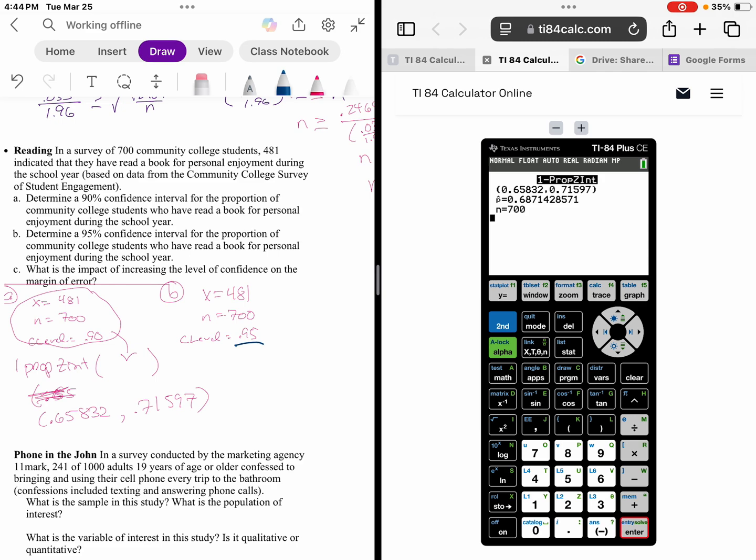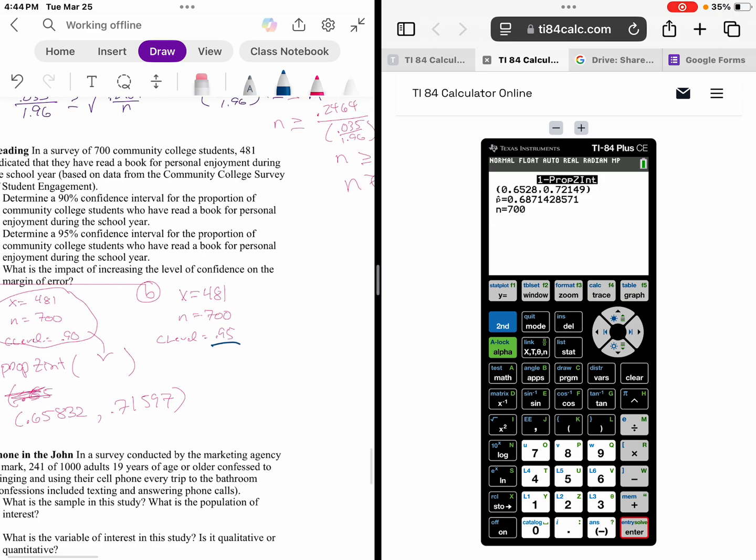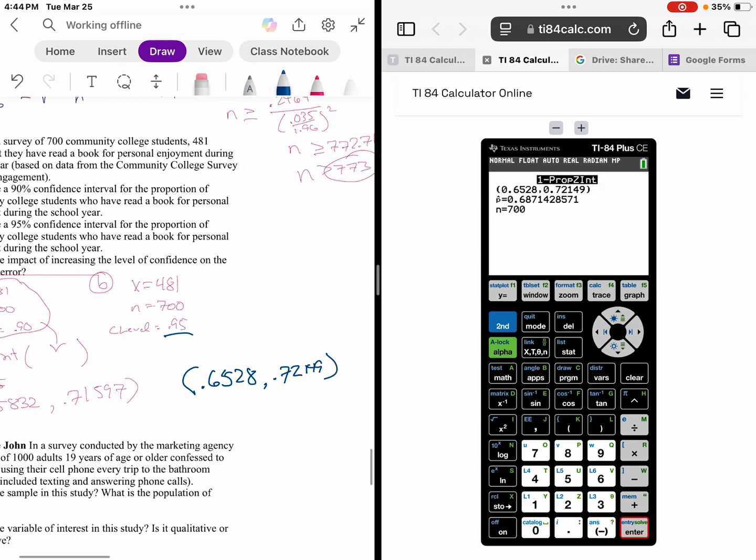Now we're going to do the same thing, but we're going to just change the confidence level to 0.95. So I'm going to go back into stat, over to test, option A, and all I'm going to do is go down to the confidence level and change it to 0.95. And let's see. My confidence interval here is 0.6528 to 0.72149.